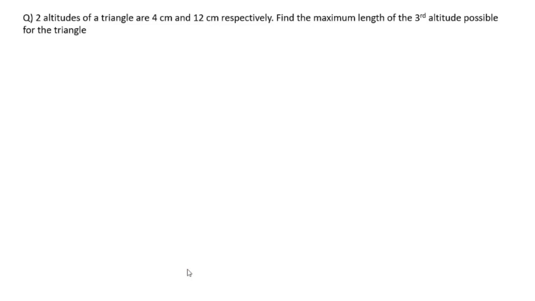This is something that we had discussed yesterday in the form of a demo question also, but just to brush it up: two altitudes of a triangle are 4 and 12, find the maximum length of the third altitude possible for the triangle. Now, 4 and 12 are the altitudes. We learned yesterday that the ratio of altitudes is the reverse of the ratio of sides.